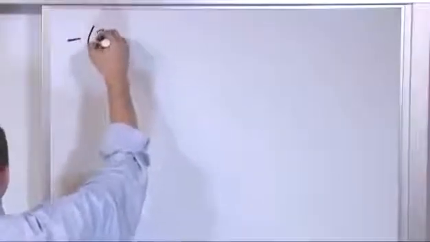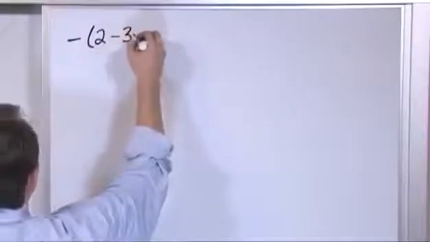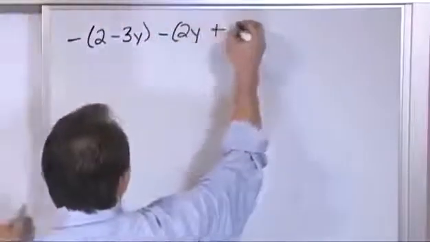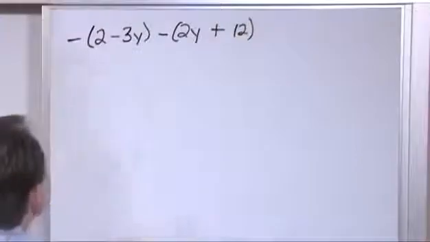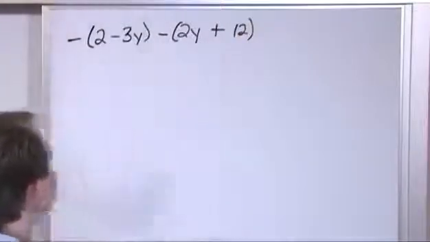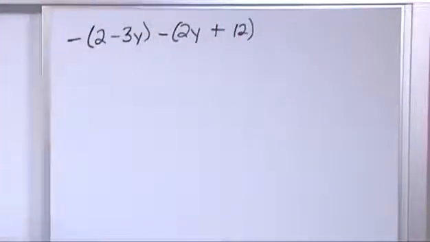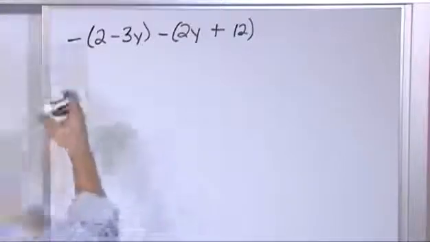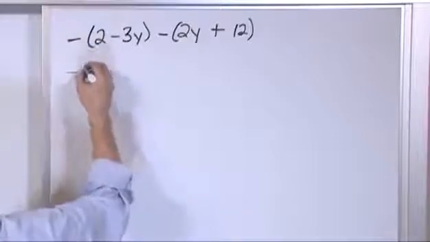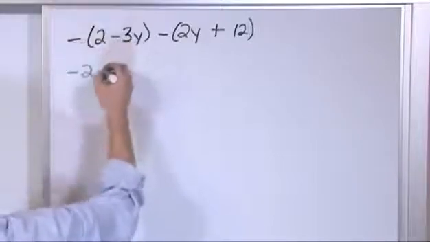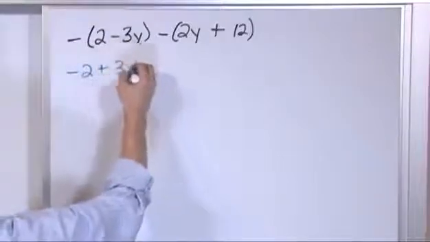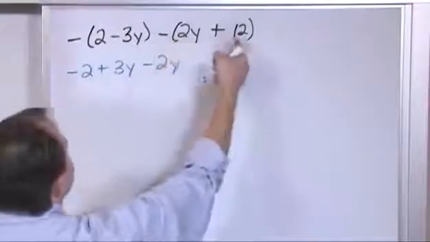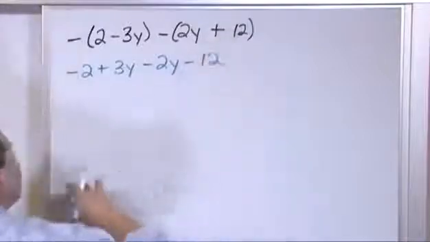What if we have negative 2 minus 3y minus 2y plus 12? Now here we have two sets of parentheses. Each one has a negative 1 out front, so we'll have to distribute in both cases. So, distributing this, negative 1 times 2 is negative 2. Negative 1 times negative 3y is plus 3y. Negative 1 times this is negative 2y. Negative 1 times this is negative 12. So we've distributed it in.